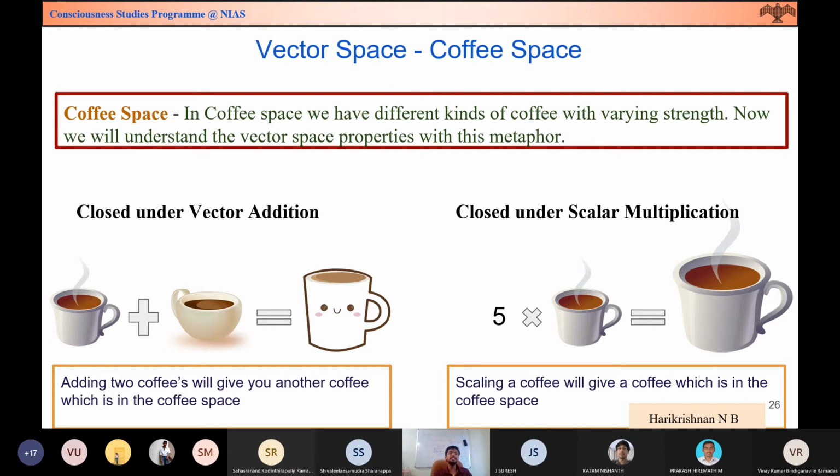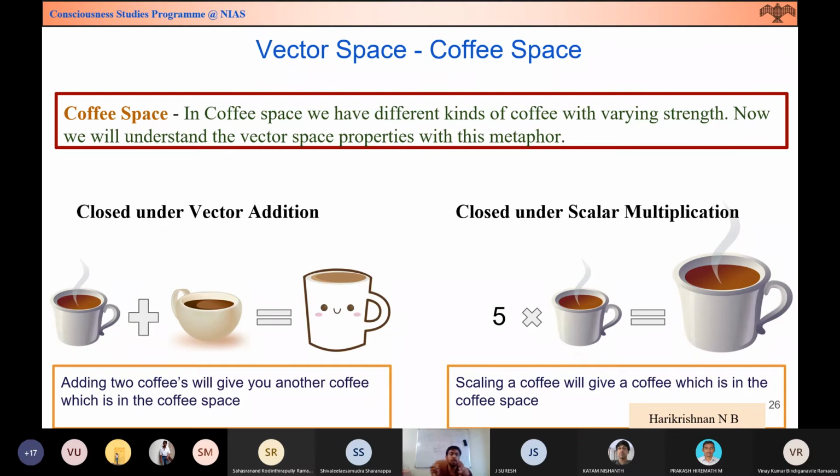Now let us consider a scenario where there is a machine. The machine will generate any kind of coffee, from the worst coffee to the best coffee. So it has some technology to do that. Now, I took a coffee and Vinay took another coffee, and I add up these two coffees. Still I get a coffee. I will not get tea. That means the resultant coffee is also a coffee in the coffee space. And so this is called closed under vector addition.